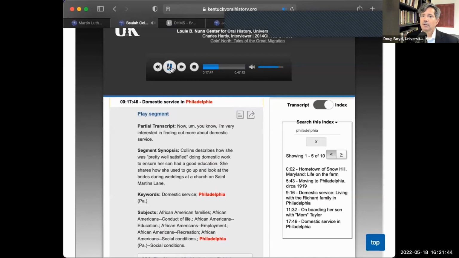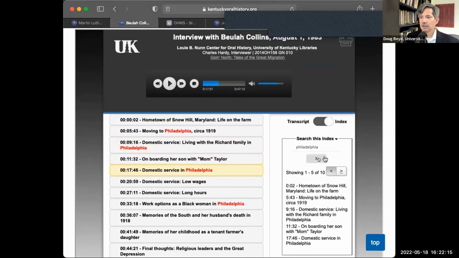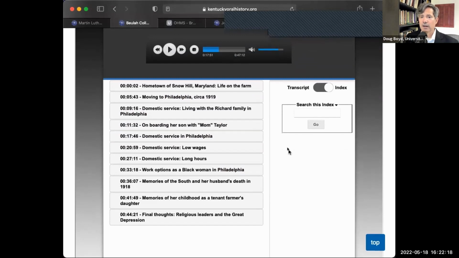Now, I'm very interested in finding out more about domestic service. You're able to be taken to the moment that story begins. So again, it's a different search. Somebody can talk about living under segregation for 3 hours in a transcript and never once mention the word segregation. However, in an indexing context where you're cataloging, you're conducting metadata at a different level, now you're able to achieve something different. Within 20 seconds of looking at this index list of titles, you are able to get a sense of what this interview is about and what topics you want to dig into.